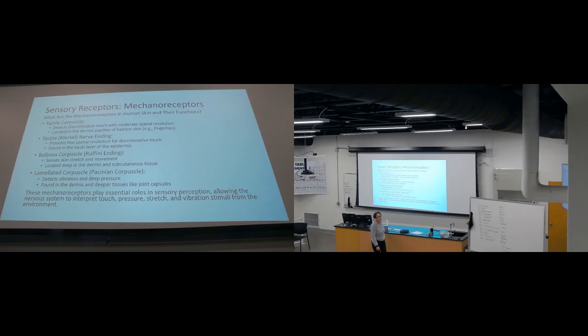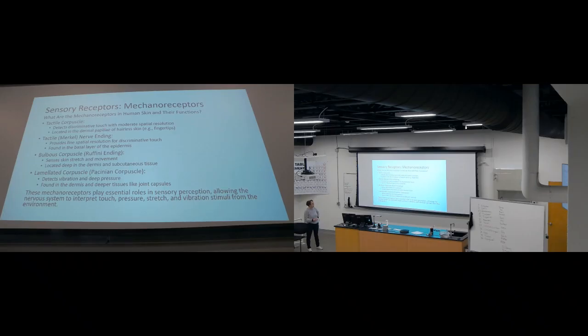Now we have the Merkel discs that are basically nerve endings, tactile nerve endings. They provide fine spatial resolution for discriminative touch. They're found in the basal layer of the epidermis. So they are more helpful for fine touch, these Merkel discs. They are a little bit more superficial than these ones. These ones are deep, these ones are superficial.